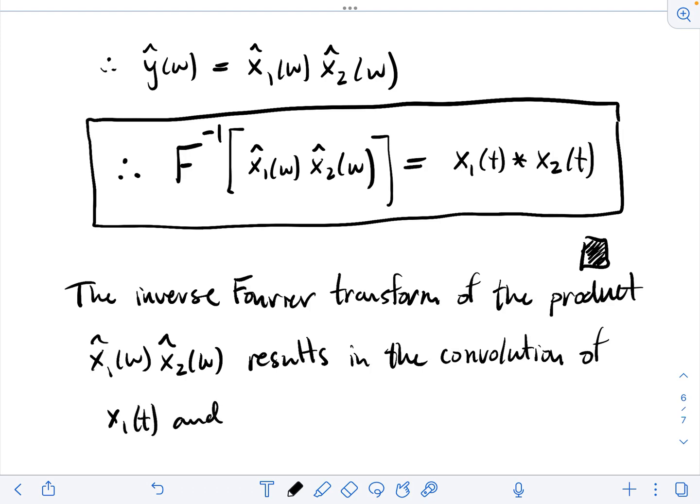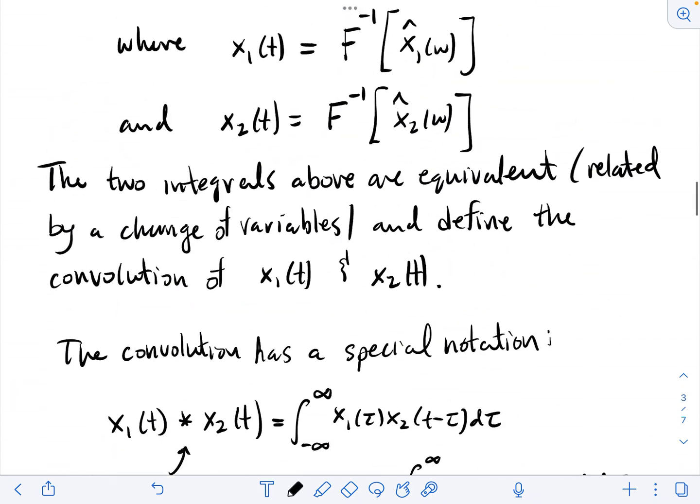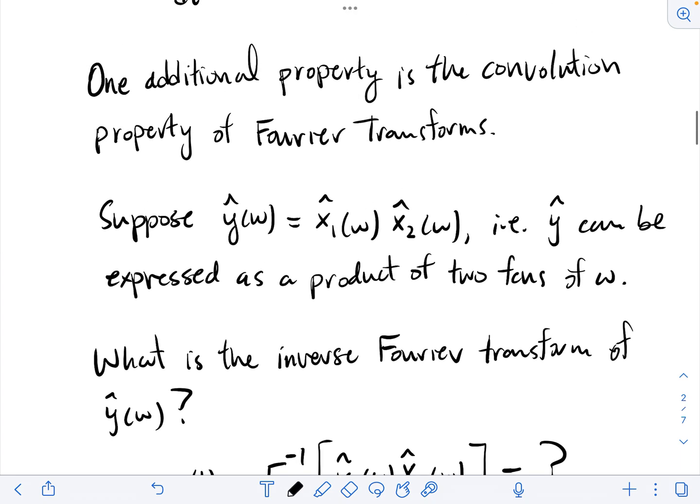Okay, good. Just to finish off, I'm going to propose an exercise for the student. What we did at the beginning of this is we imagined that we had a product of two functions of frequency, and then we wanted to know what is the inverse Fourier transform. And the answer was it resulted in this convolution of the two functions of time. We could do the opposite. We could say, what if we start with a y of t that's a product of two functions of time? What happens when we take the Fourier transform of that?